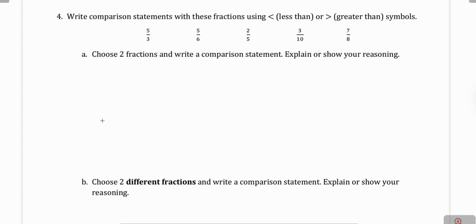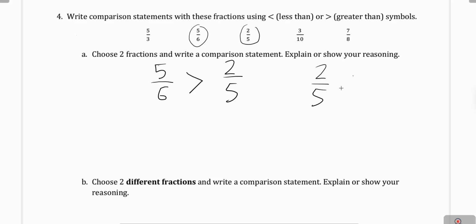Okay, so let's say that you have something like 5/6 and 2/5. So I would say that 5/6 is greater than 2/5. Or I can also say that 2/5 is less than 5/6. Let's see why this is true. First of all, let's look at it using fraction benchmarks.